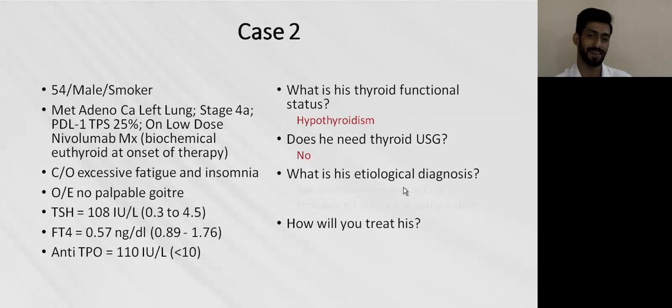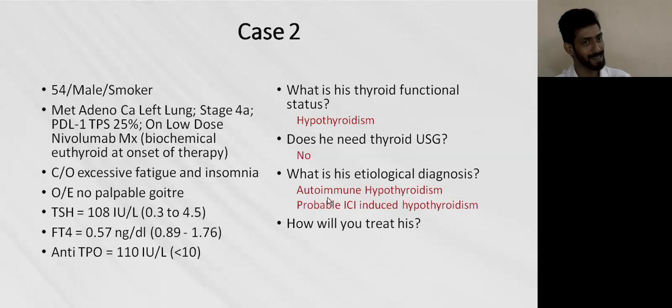I'm not going to put a slide on this, but please remember that the diagnosis here is autoimmune hypothyroidism, probable immune checkpoint inhibition induced hypothyroidism. Very common. Very common to an extent that if somebody is not developing hypothyroidism on immunotherapy, we doubt their compliance.